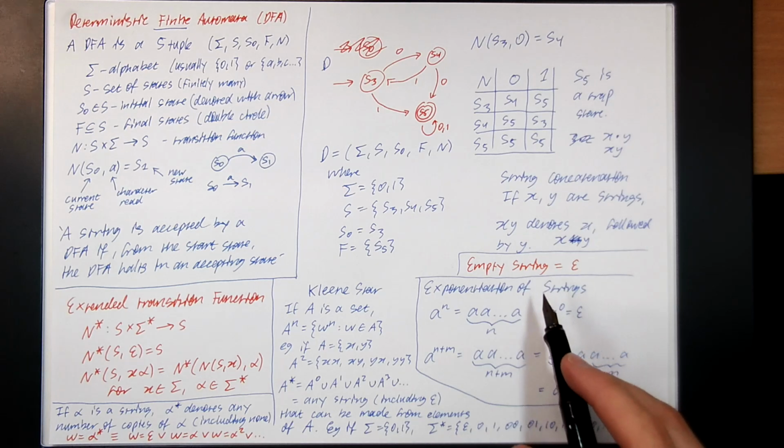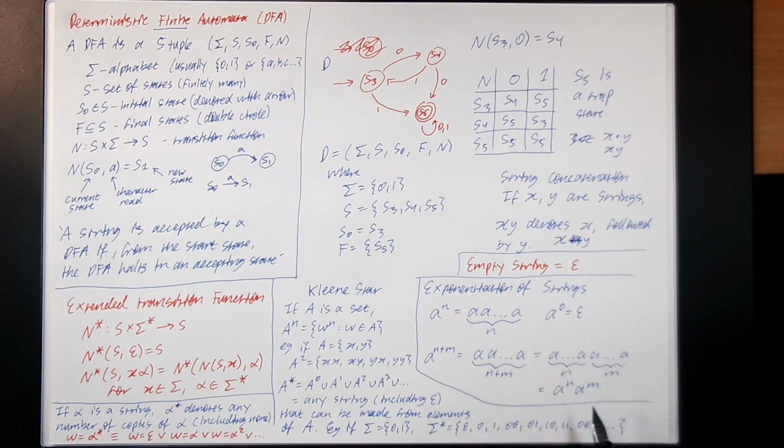And using exponentiation to denote this is really useful because it follows the index laws you're already used to. n plus m many copies of a concatenated is just n plus m many copies of a all in a row, which is n copies of a, followed by m copies of a, which is the same as a to the n concatenated with a to the m. So this looks like the index laws for multiplication, and so that's why we choose this notation.